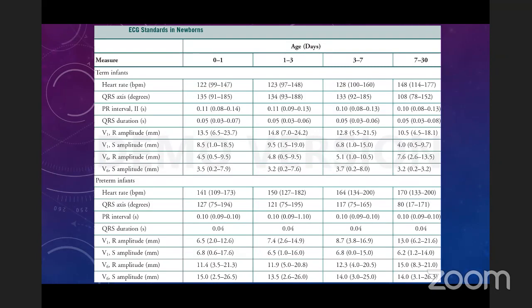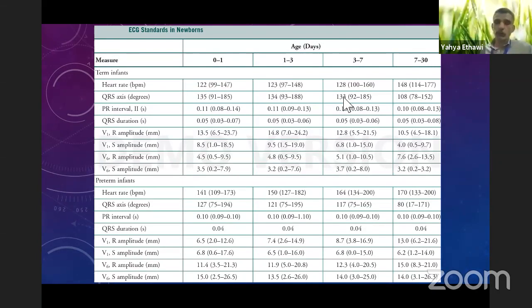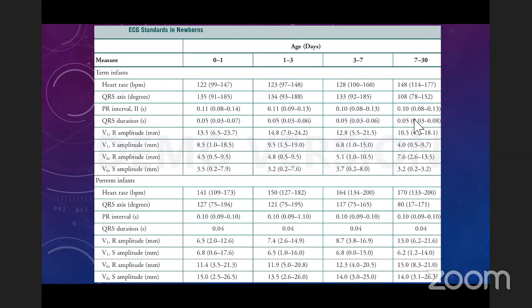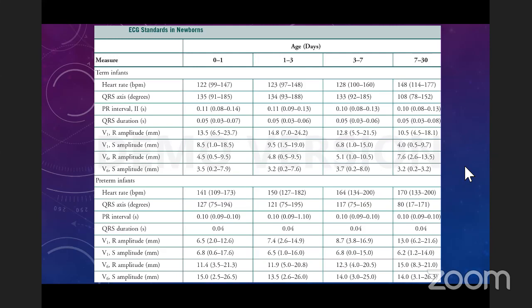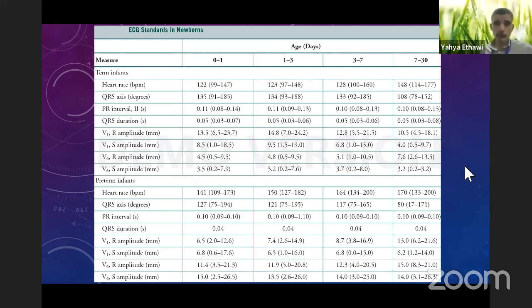Look at the ECG. You can mute yourself, please. When you have an ECG, you need to look at all these numbers, not only one particular. But you can freeze this because these will be recorded.